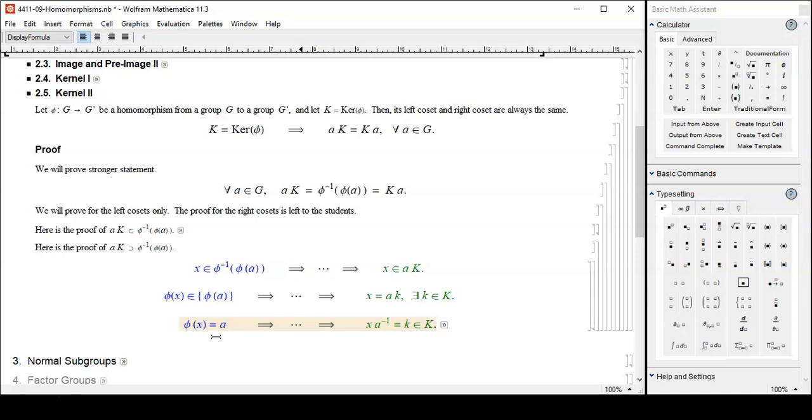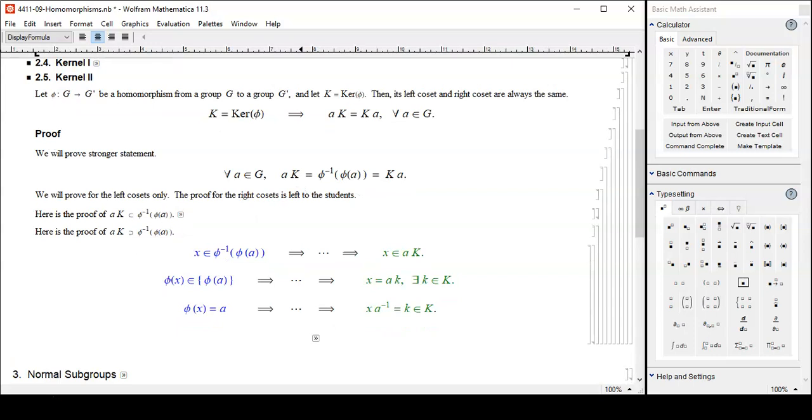So phi of x is equal to A. Then xa inverse belongs to kernel. Do you see this green and this green are the same? That's easy. Now this green and that green are the same. Flip this A to the other side. Any connection between this blue and green? Not yet. I don't blame you.